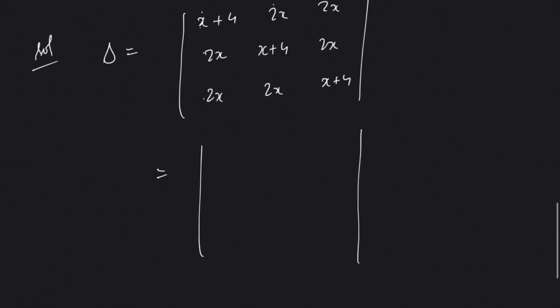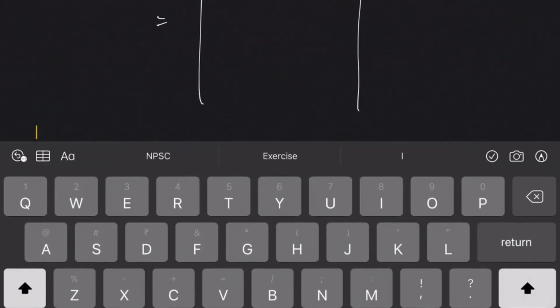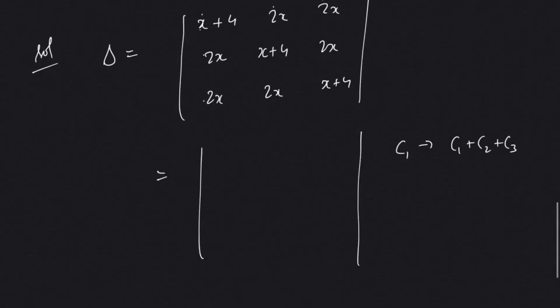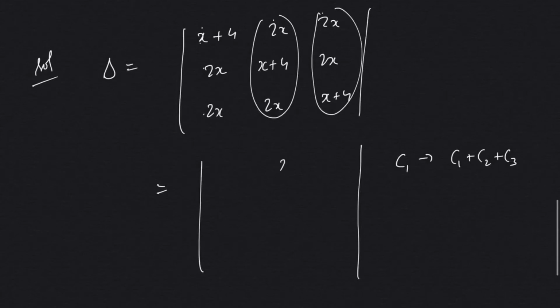So what I'll do is I'll just change any one row or column. So let's say column 1 I'll change. Column 1 I'll add column 1 plus column 2 plus column 3. Column 2 and column 3 I am not going to change, so I'll leave them as they are. And column 1 will be column 1 plus 2 plus 3.